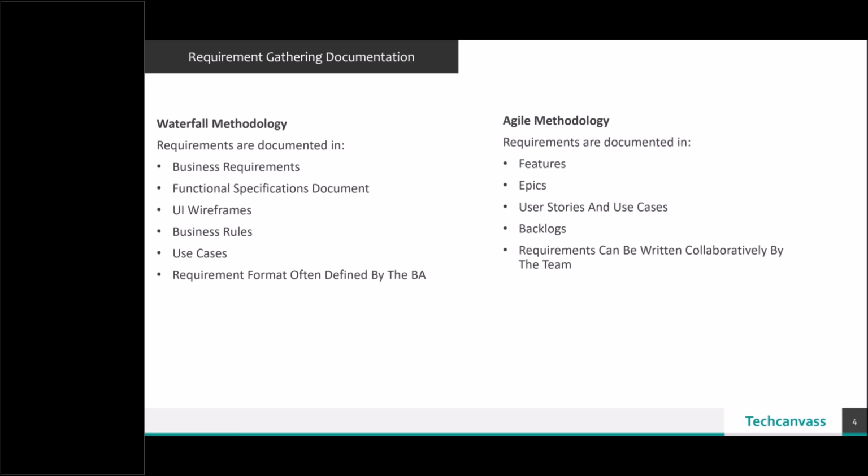Okay. So does anybody have any questions regarding the documentation, or shall we move on?